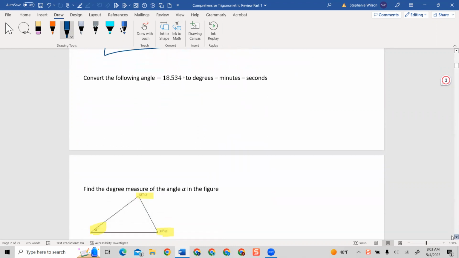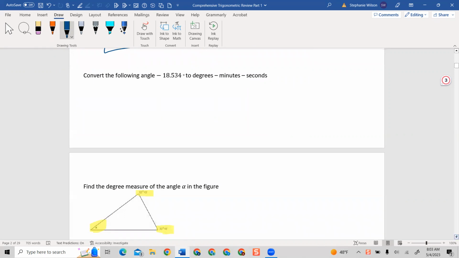Our next example says we have negative 18.534 degrees. It says convert it to degrees, minutes, seconds. So knowing that the number in front of the decimal already gave me my degrees, I'm going to come over here for my answer section. And I'm going to go ahead and say 18 degrees. But don't forget, it's got a negative on it, so I'm going to put the negative with it.